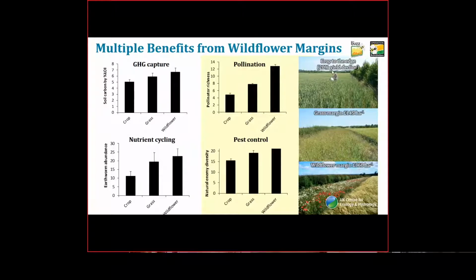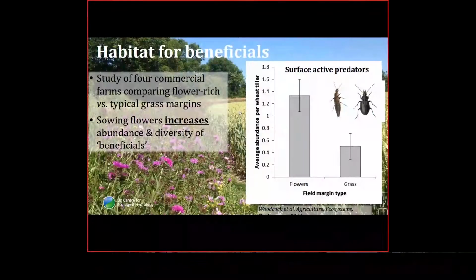Yeah, so you've got the crop to the edge with 20% yield decline. We compared that with a standard grass margin, 145 quid per hectare, and then a wildflower margin, at 360 upwards. And we looked at a whole range of benefits from carbon capture, nutrient cycling as measured by worm counts, pollination, and pest control. And whatever you look at, you can see the wildflower margins are delivering more benefits than the standard grass margins for the money. So this multifunctional benefit was known, and it's something we needed to work upon. We knew we were on the right lines.